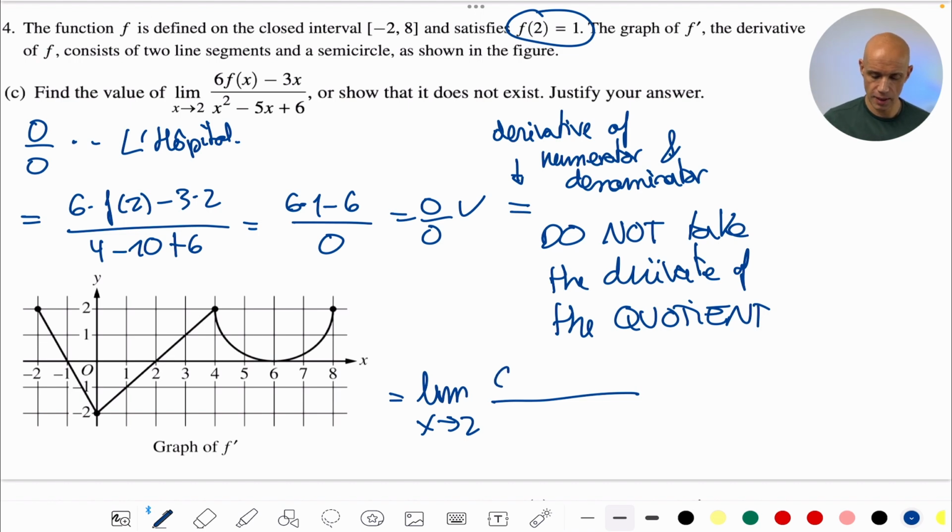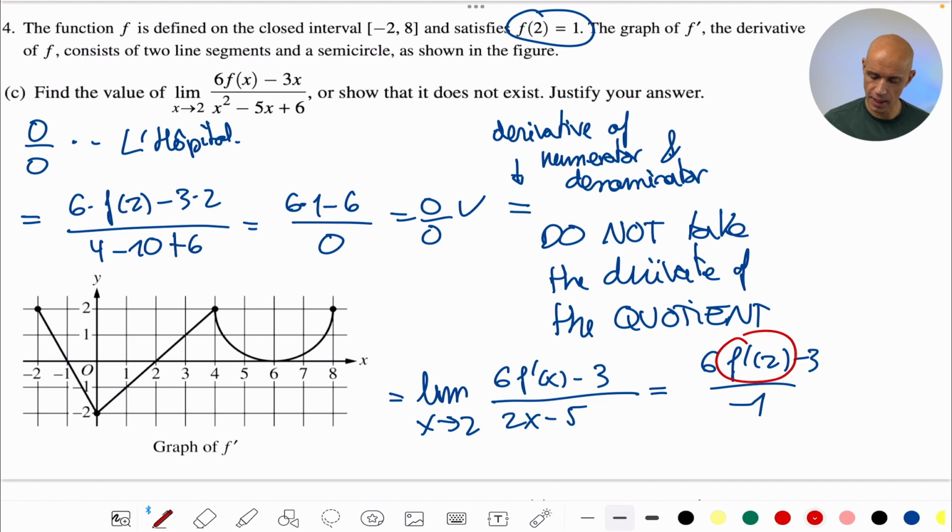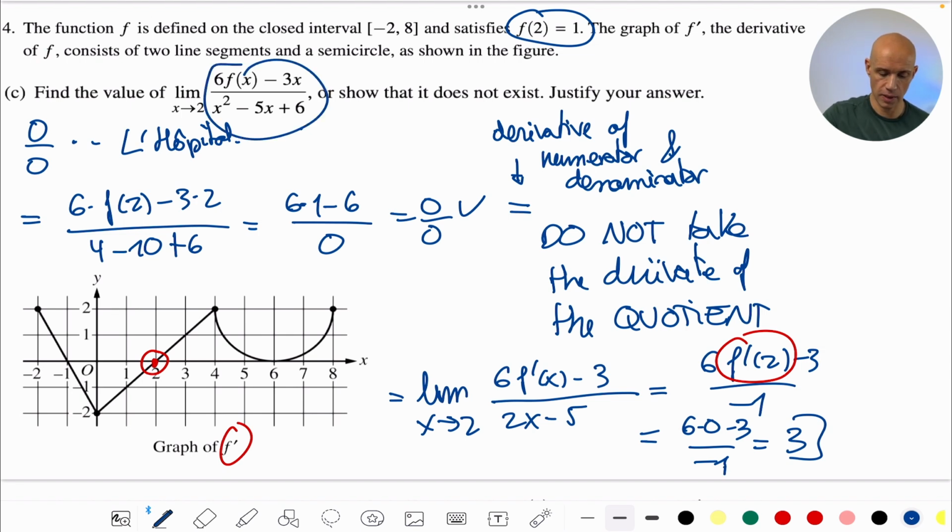In our case, this is the same as the derivative of this minus 3, because for 3x the derivative is 3, and here we have a polynomial whose derivative is 2x minus 5. If now you substitute this thing here, you have this. So in principle, we need to know, right, how much this guy is. But that's not too hard because we have the graph of f prime. So you just go here and say, oh, that's 0. Yes, it is 0. So what we have is 6 times 0 minus 3 divided by minus 1, which gives 3. So that's the answer. The answer is that that limit equals 3. So all this equals 3.